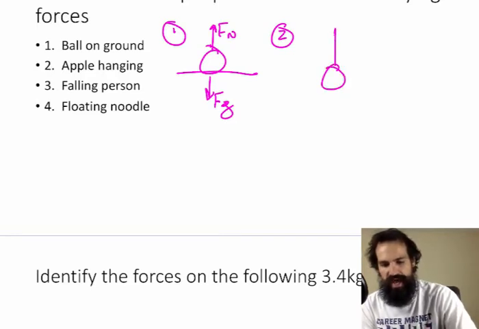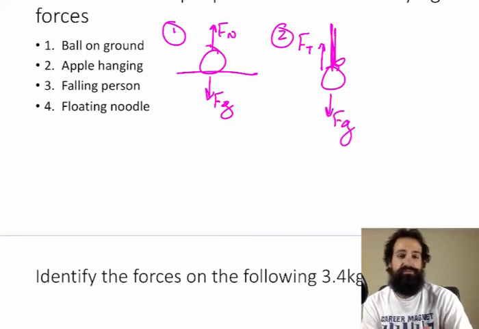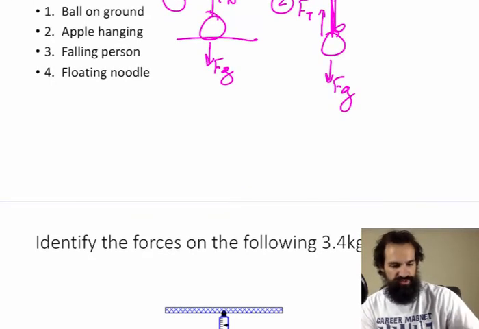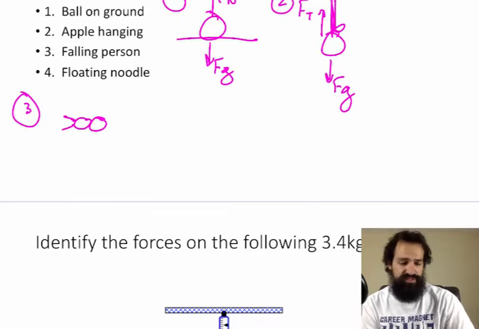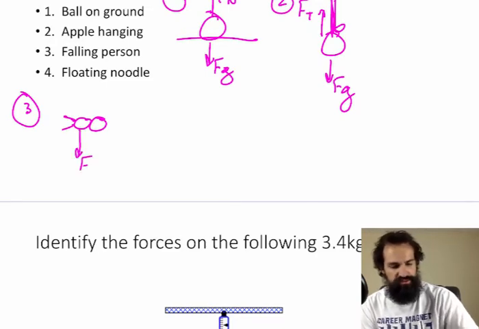All right, a hanging apple. Again, feel free to pause here if you need to. And we have 2 forces acting on it: tension up and its own weight downwards. Number 3, a falling person. The forces we have acting on that, we have force of gravity down.